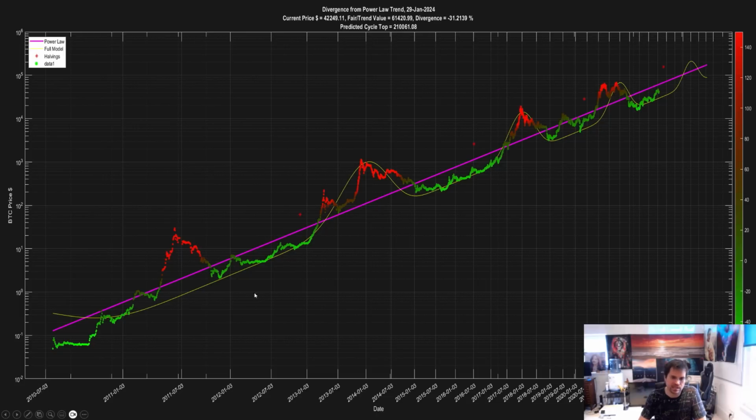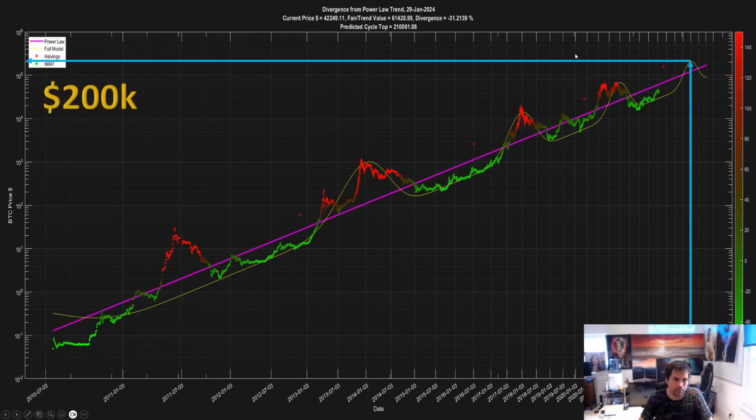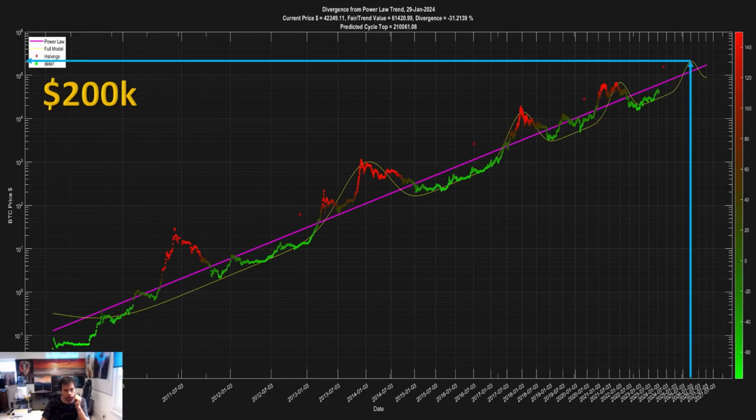And so these sinusoidal waves have accurately predicted the Bitcoin cycle highs as well. The next cycle high we're looking at is the end of 2025. And what this basically shows us is that we should be hitting around $200,000 Bitcoin, plus or minus 50k, by the end of 2025.